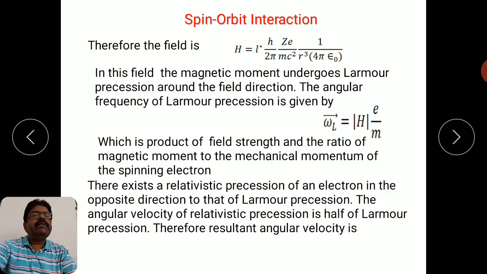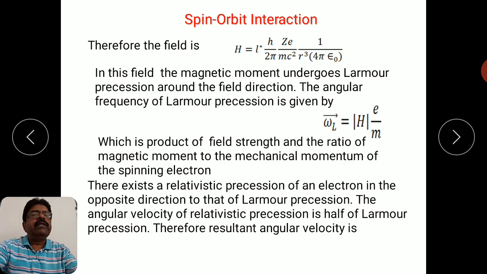Okay, so there exists a relativistic precession of an electron. Along with Larmor precession, there is also a relativistic precession. This relativistic precession is in the opposite direction to that of the Larmor precession. The angular velocity of the relativistic precession is half of Larmor precession.